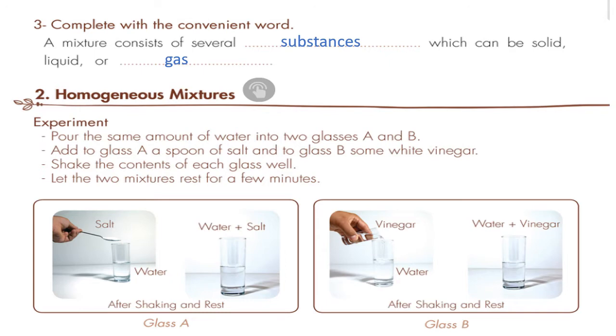In step 1 they said, pour the same amount of water into 2 glasses A and B. Add to glass A a spoon of salt and to glass B some white vinegar. Shake the contents of each glass well. We can use a spoon to stir them. Let the 2 mixtures rest for a few minutes. In order to see the results, let us watch together the following video.